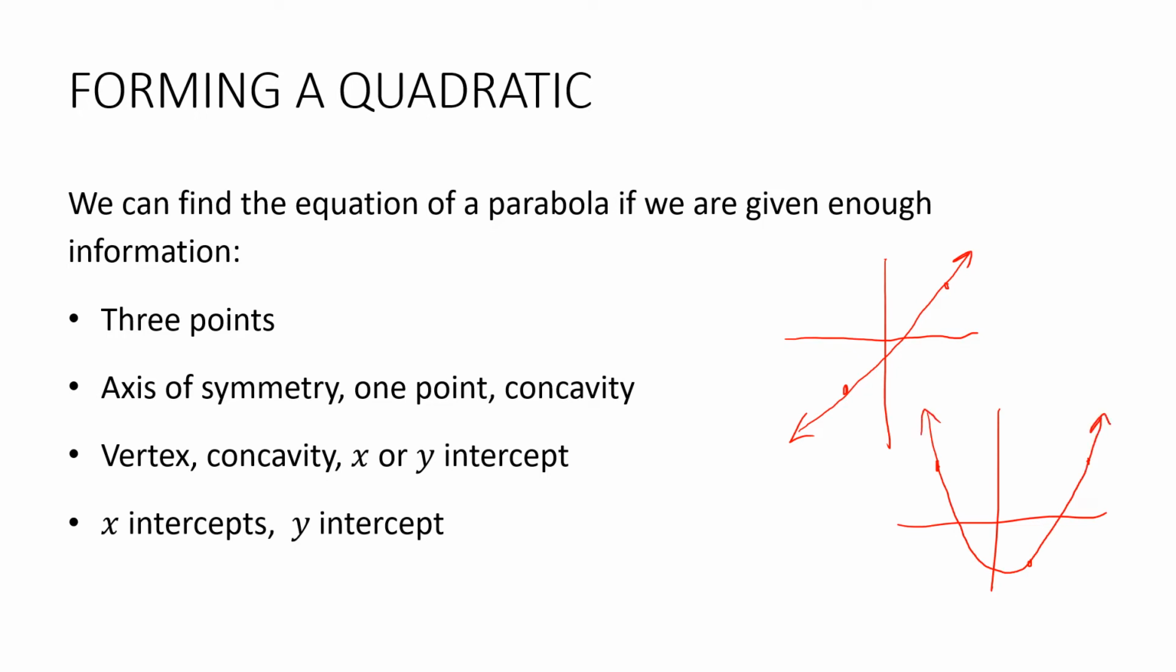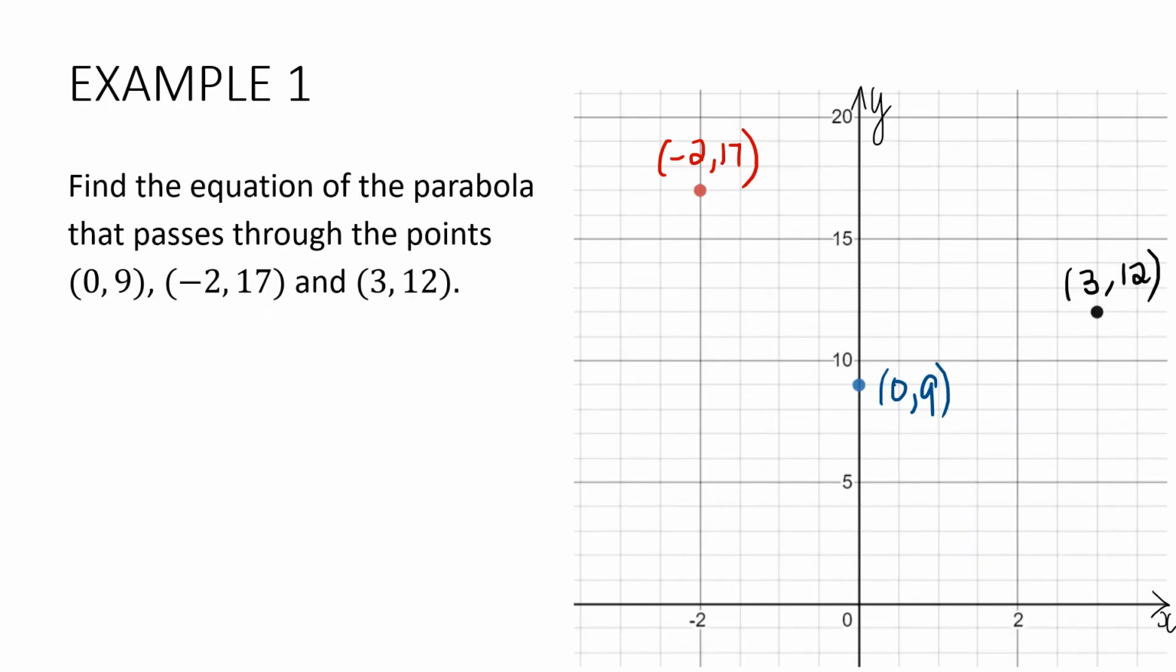However, we could be given different types of information. So 3 points, for example, or the axis of symmetry, 1 point, and the concavity, or the vertex, the concavity, and either the x or y intercept, or just the intercepts. Here's example 1. Find the equation of the parabola that passes through the points 0, 9, negative 2, 17, and 3, 12. Now we're just going to use our general form, y equals ax squared plus bx plus c.